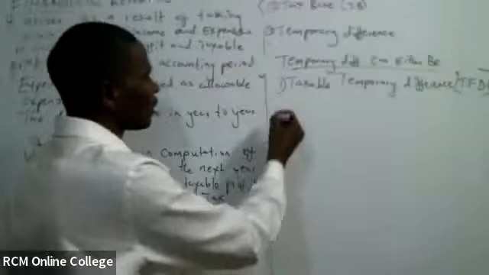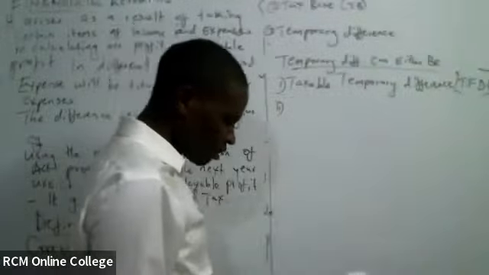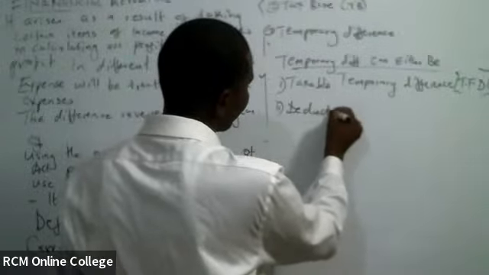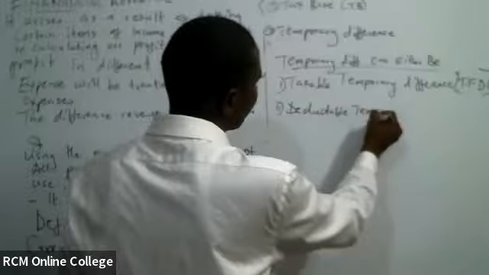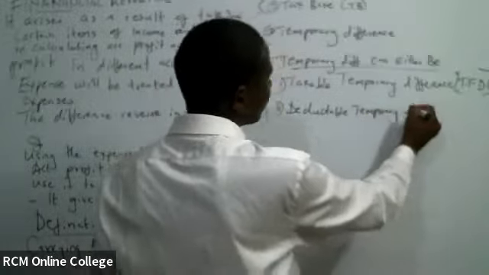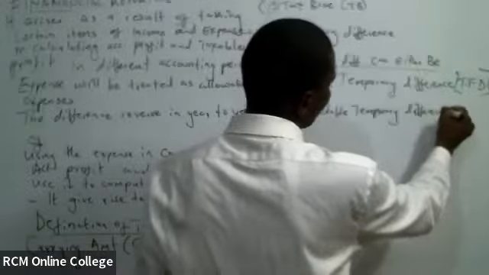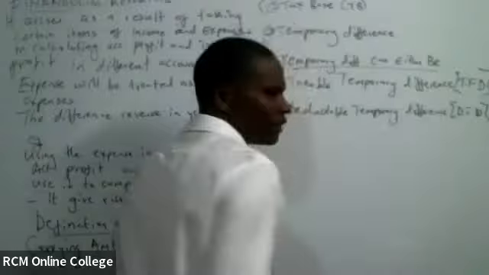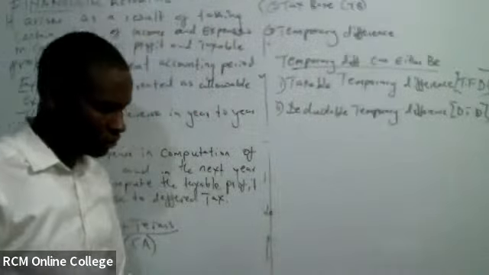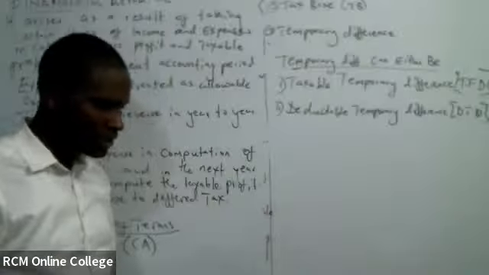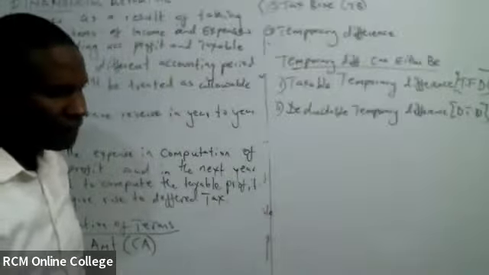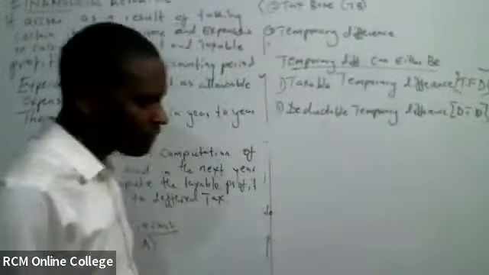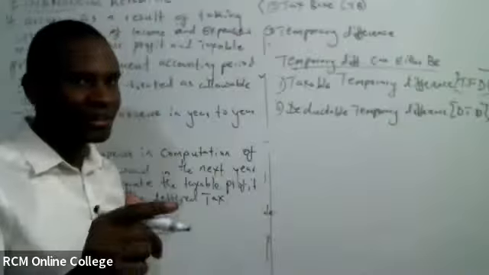What about deductible? Number 2. Deductible temporary difference, DTD. Deductible temporary difference. You see that? It is a tax difference that gives rise to deferred tax asset.